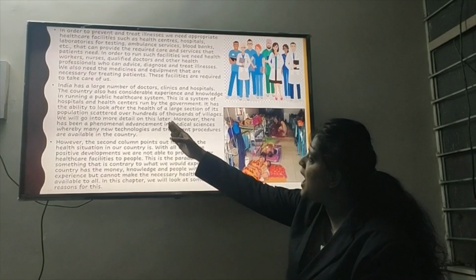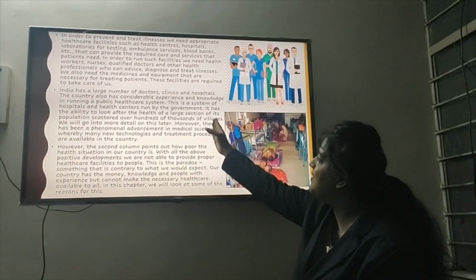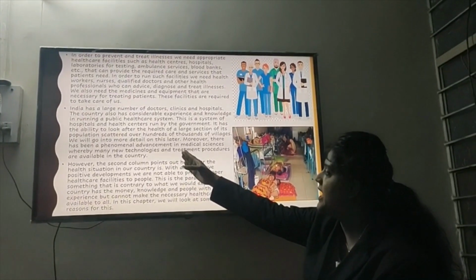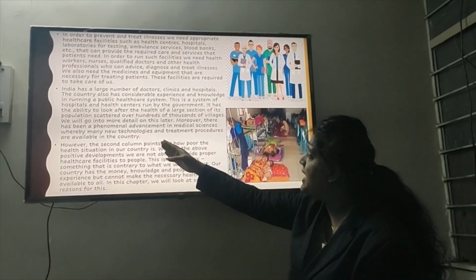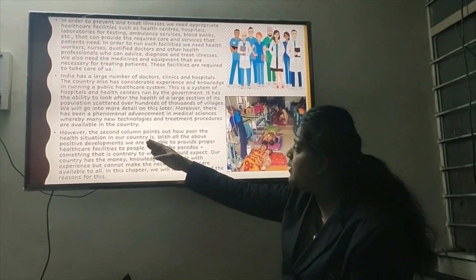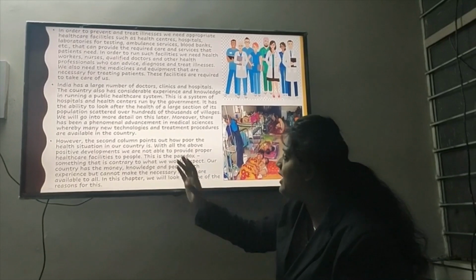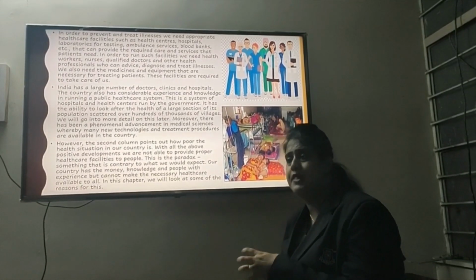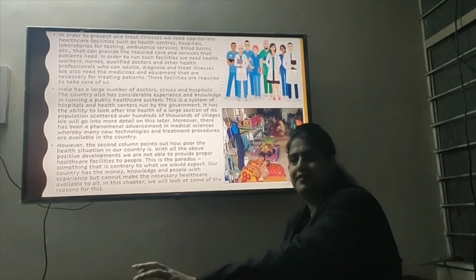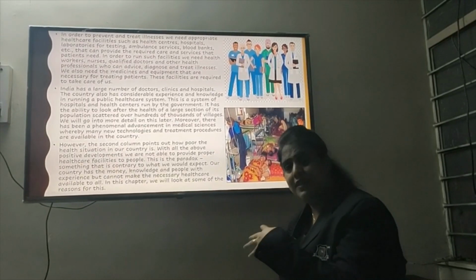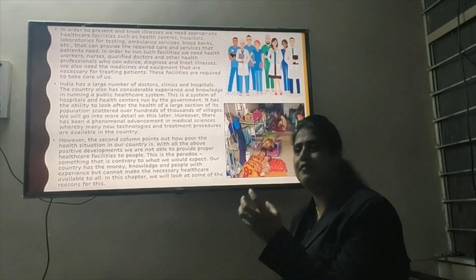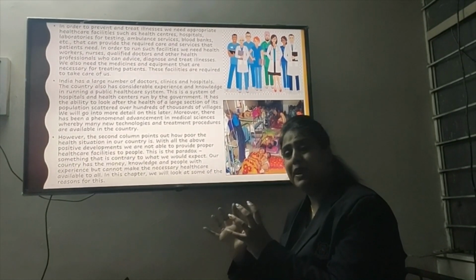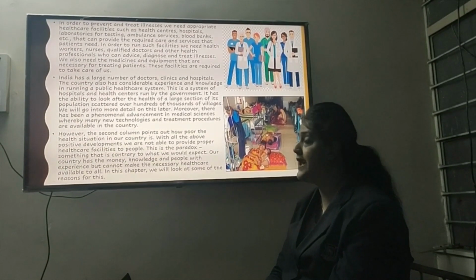It has the ability to look after the health of a large section of its population scattered over hundreds of thousands of villages. We will go into more detail on this later. Moreover, there has been a phenomenal advancement in medical sciences whereby many new technologies and treatment procedures are available in the country. So this paragraph gives us important aspects about the instruments, laboratories, blood banks and the health experts, the qualified doctors along with the nurses, and with the cooperation of the government, the proper medical systems emerge in an ethical way.